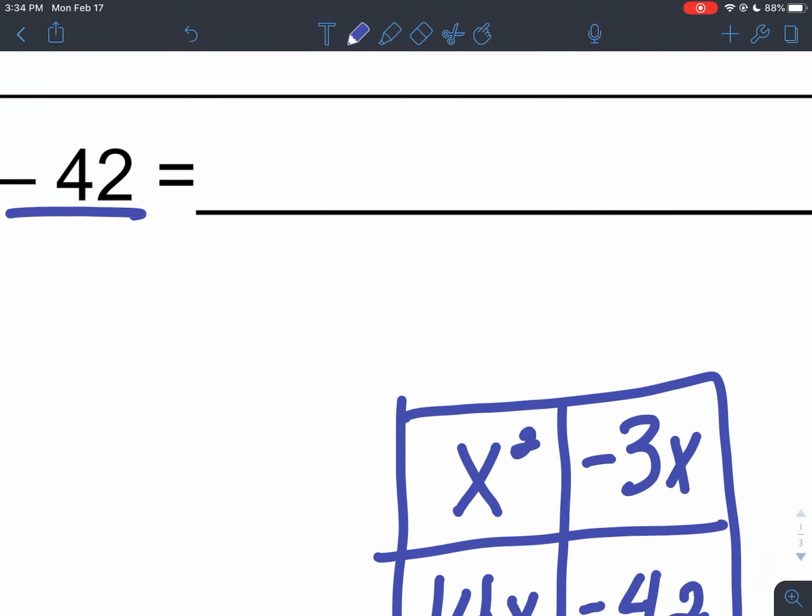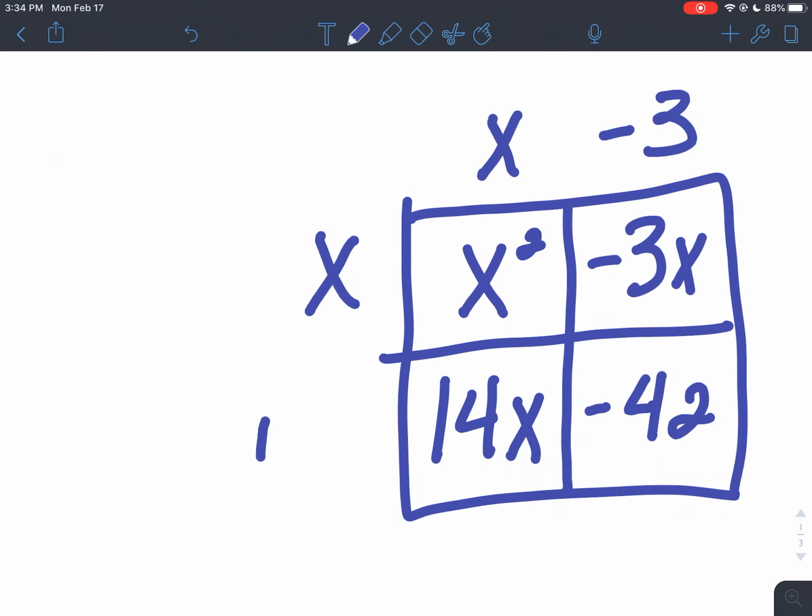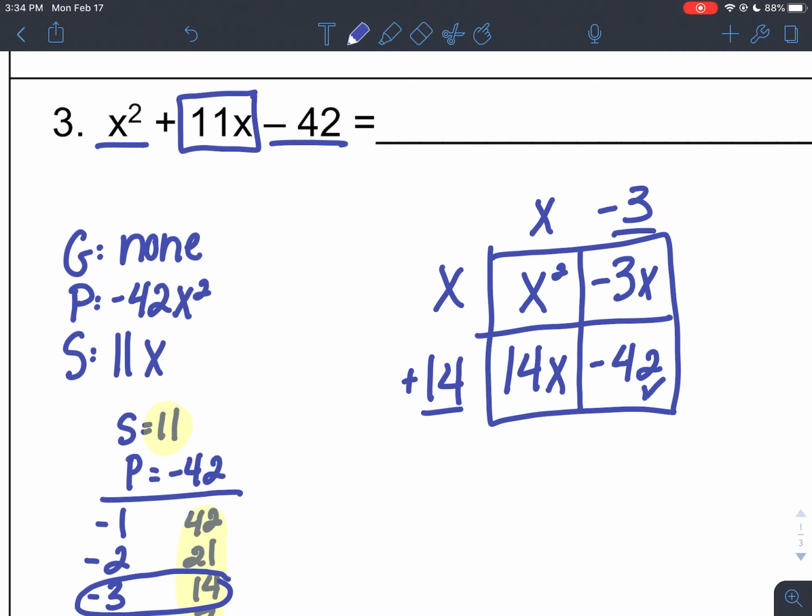What can I pull out of x squared and negative 3x? It ends up being x. We know x times x gives me x squared. X times negative 3 gives me negative 3x. X times 14 gives me 14x. And if I multiply 14 times negative 3, I do end up with negative 42. So my factors here end up being x minus 3, x plus 14.